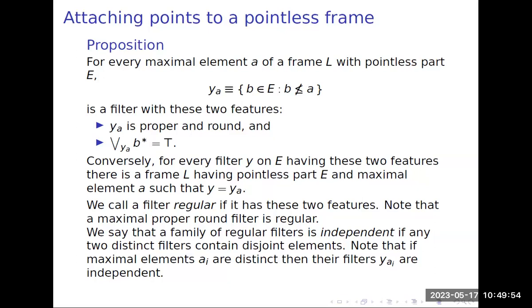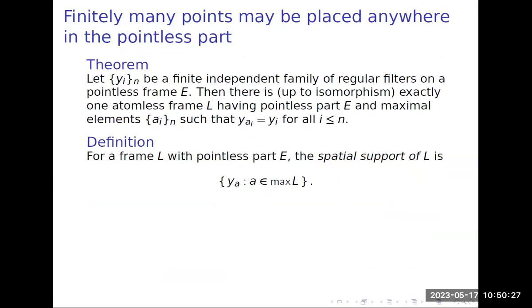Last thing I want to say is, if you have two different maximal elements, they will give rise to regular filters which are independent in the sense that the two filters will contain disjoint elements. Right? So, as I say, many points give you filters, but the filters are all independent of one another in the sense of containing disjoint elements.